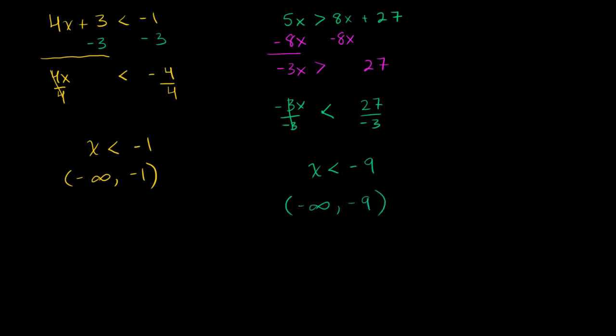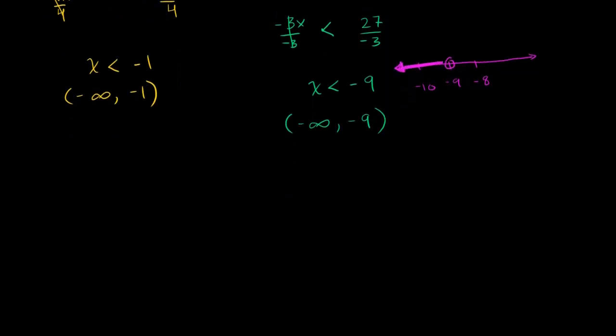If you wanted to do it as a number line, it would look like this. This would be negative 9, maybe this would be negative 8, maybe this would be negative 10. You would start at negative 9, not include it, because we don't have an equal sign here. And you go all the way, everything less than that, all the way down to negative infinity. Let's do a nice hairy problem.